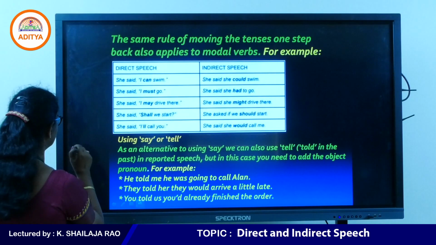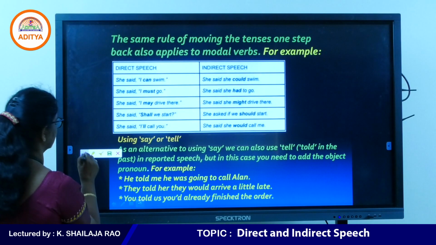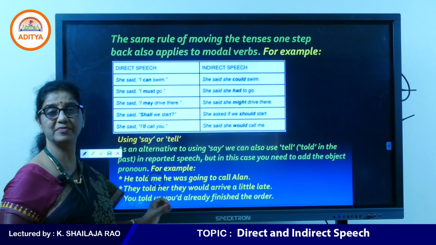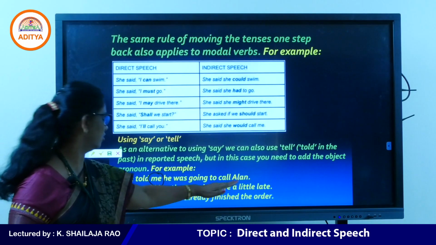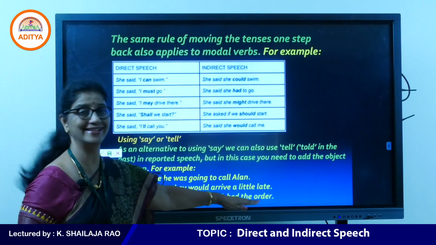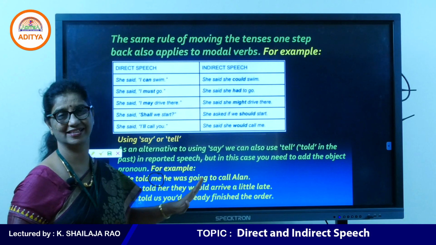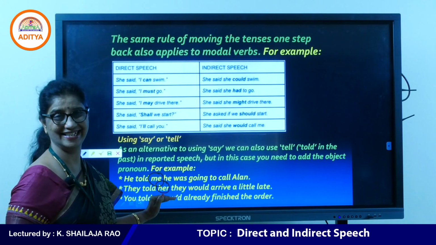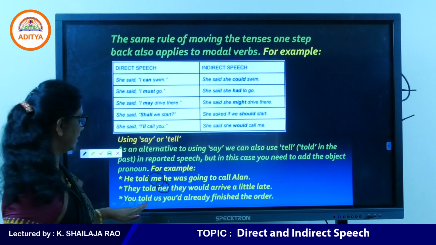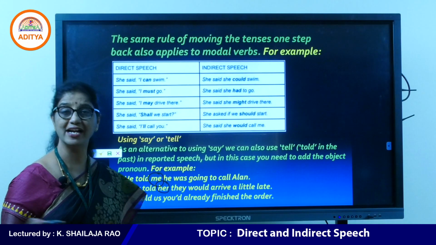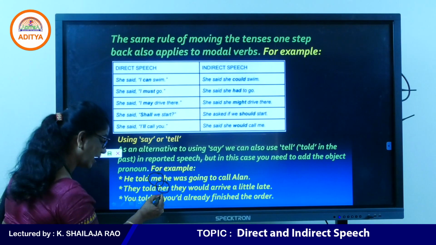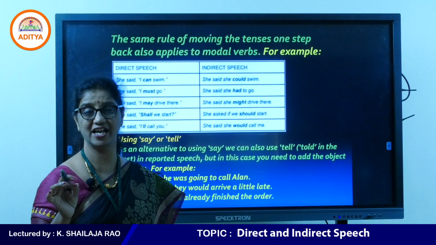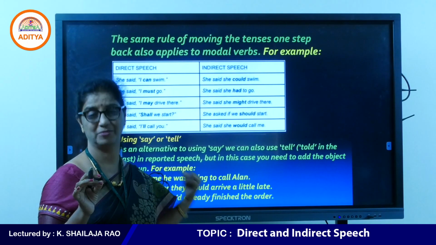When the word tell or told comes, this part is added. He told me he was going to call Alan. The same thing if you use say, he said he was going to call Alan. They told her they would arrive a little late. They said they would arrive late. Okay? They told her. So there is an object pronoun added when you say tell or told. You told us you'd already finished the order. You said you'd finished the order. You told us. So remember, whenever you use tell or told instead of say, you have to add the object pronoun.